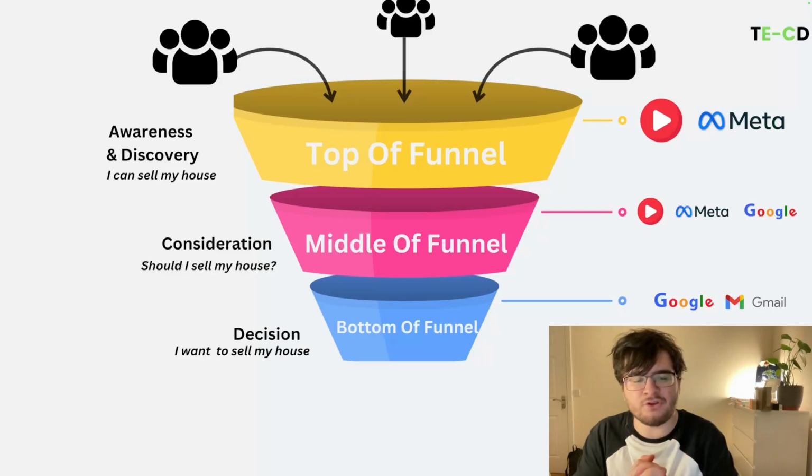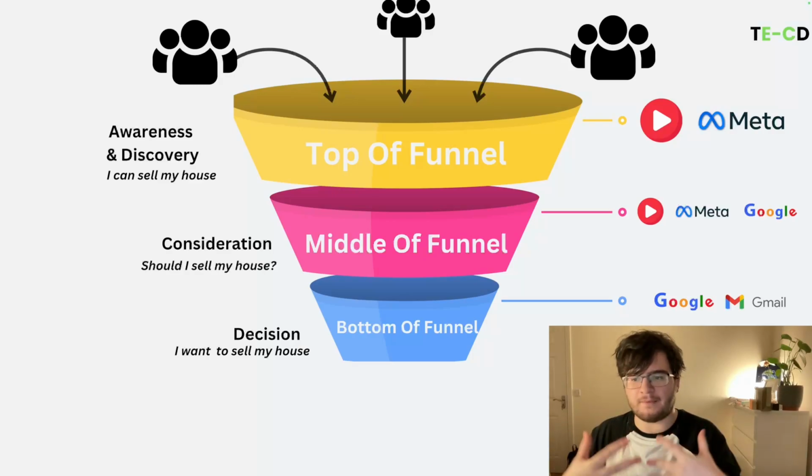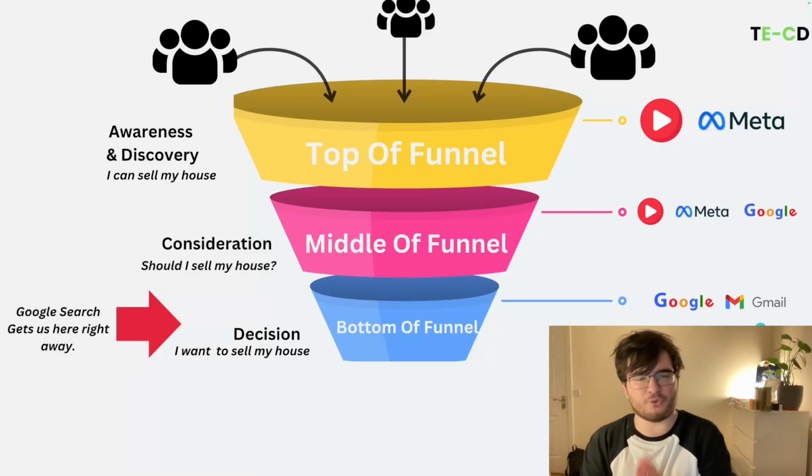And then decision, where you actually make the decision to sell your home. That is going to happen on Google or through your email. If you signed up to a mailing list in the middle of funnel or maybe in top of funnel, like a YouTuber's mailing list, you're generally going to decide, I'm going to sell my home either on Google when you search for it and you've made the purchase decision, or you have some offer in your inbox. So these are two places you make your purchase decision. And with Google, we skip right to the bottom of it.